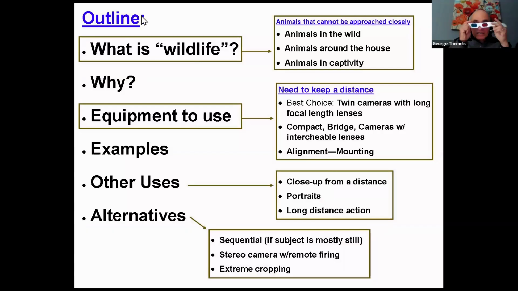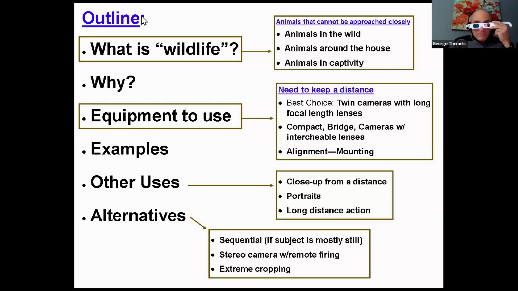This completes my presentation. I'm going to summarize. I told you what I define as wildlife, animals that cannot be approached closely. There is more than real wild animals around the house, birds, animals in captivity, etc. I find this challenging. It's not easy to do, but it's fascinating if you do it well. The best equipment are 2 cameras with long lenses. I showed you some examples. If you have this setup, you can do a lot more things than wildlife.